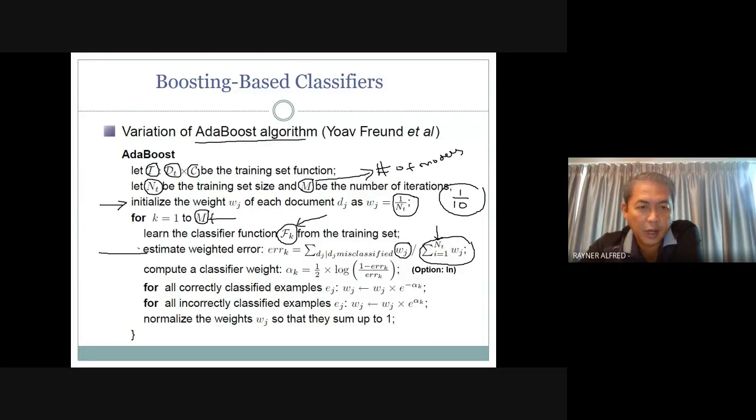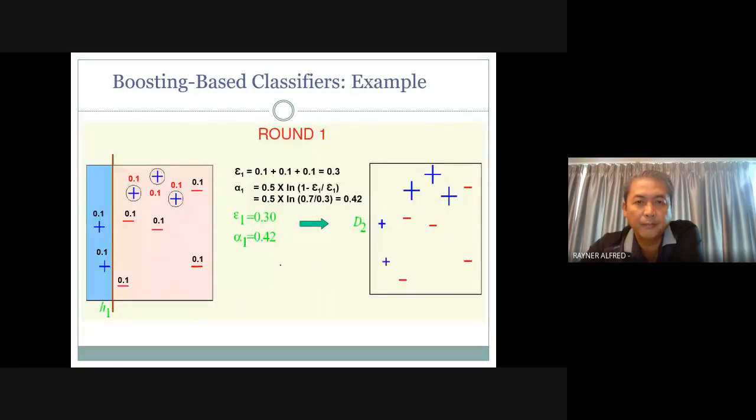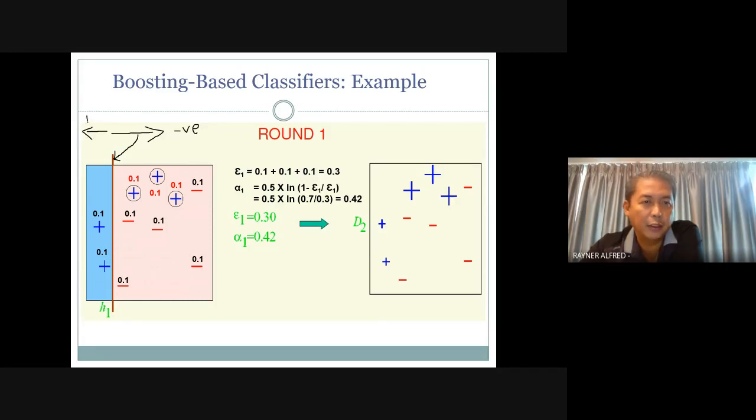Okay, so how do we compute this one? Let's suppose we divide our search space into this one. So everything to your right will be negative. Everything to the left of you will be positive. So as you can see, this is correctly classified, but we have these 3 errors.